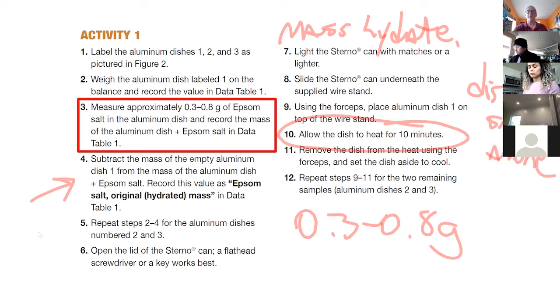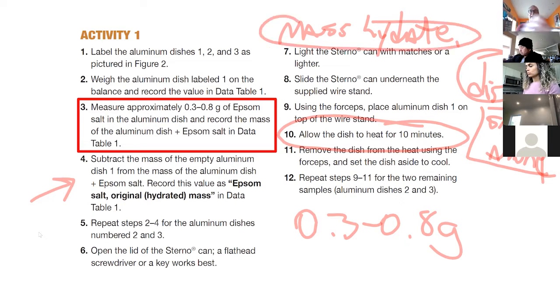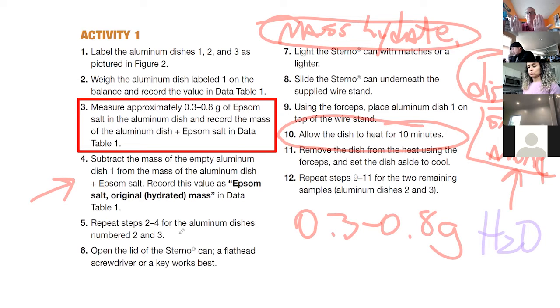So you subtract the mass of the starting dish, and now you just have the mass of the salt by itself. Now the difference between the mass of the hydrate originally and the mass of the salt alone will be the mass of your water. And once you have the mass of the water and the mass of the salt, you know the molar mass of magnesium sulfate, you know the molar mass of water, you calculate the number of moles, and then you get the ratio.